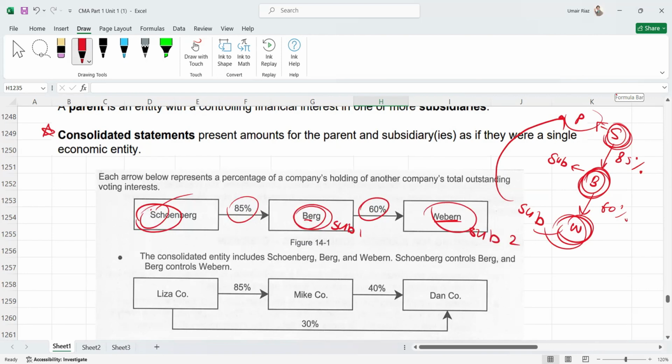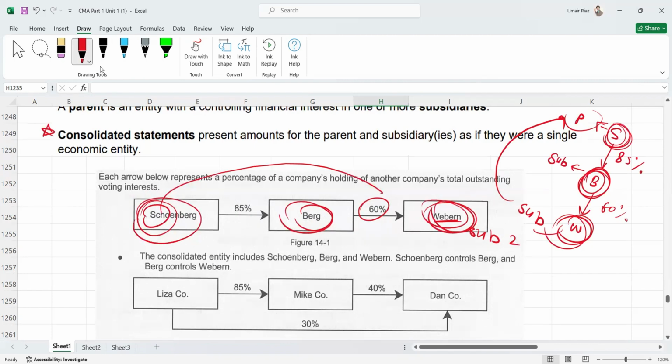So it is considered as one group, and this whole group will prepare a consolidated financial statement. Consolidated financial statement is prepared by the parent company. Now this was an example where S has a direct interest in B, but S has an indirect interest in W. But W is also a subsidiary of S, and B is also a subsidiary of S.